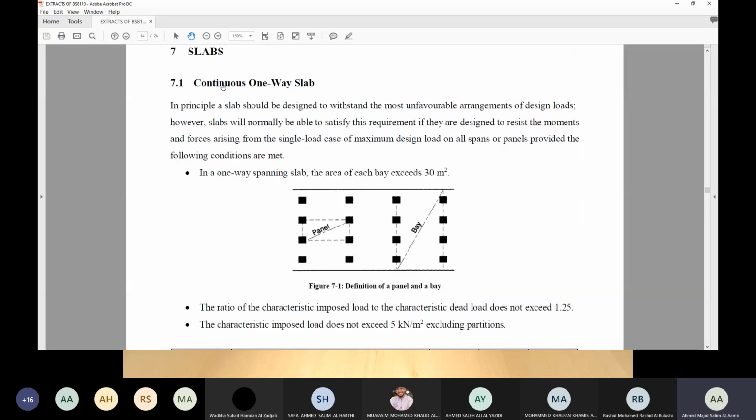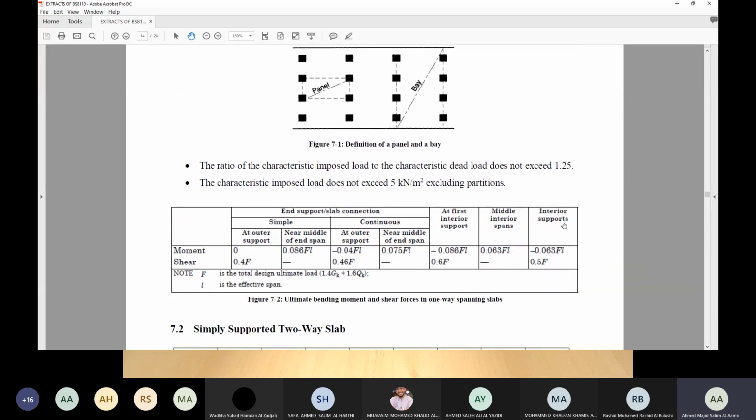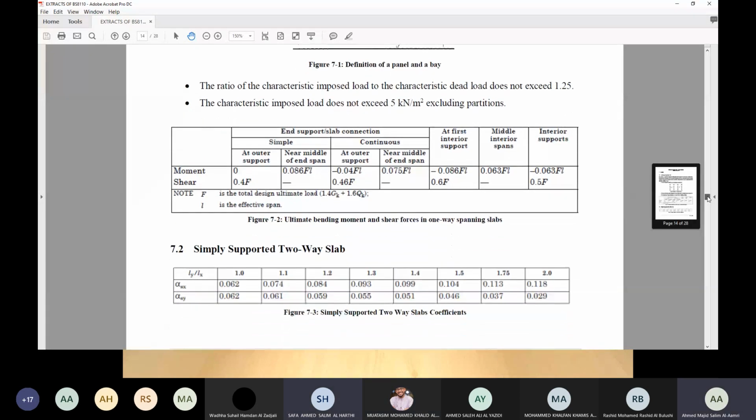Now you can see there is a continuous one-way slab, and in continuous one-way slab you have studied this table in design of structures 1, if you remember, where it was first interior, outer support, interior support, and then you have middle interior span, and then you have end span. Do you remember this? Whatever you have done in your design of structures 1? Okay, good. So that was one-way slab.